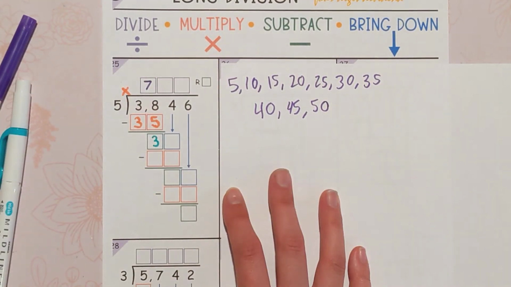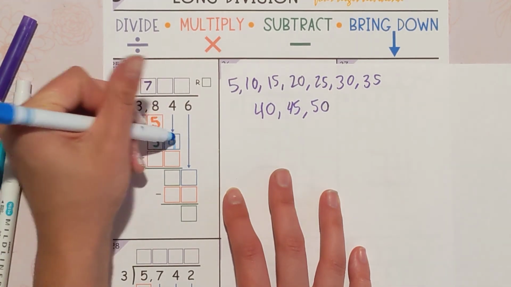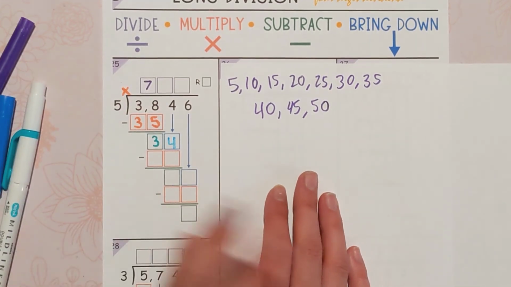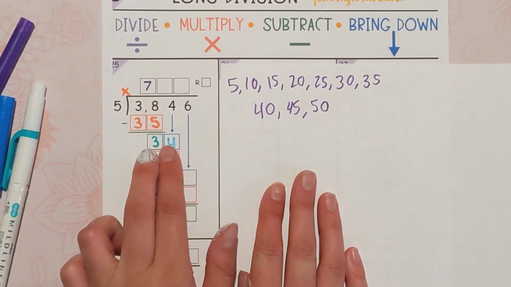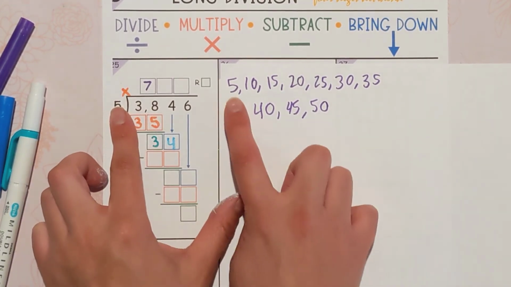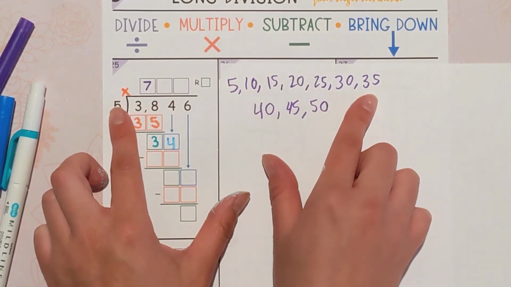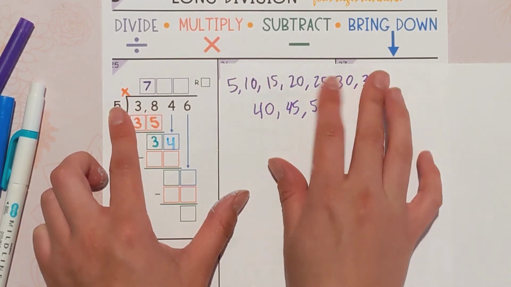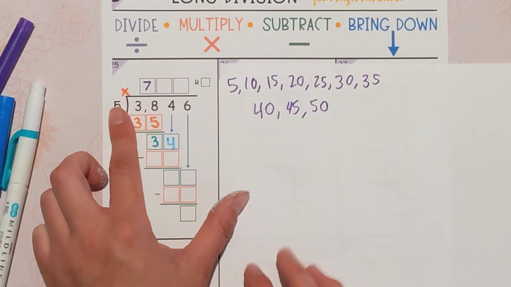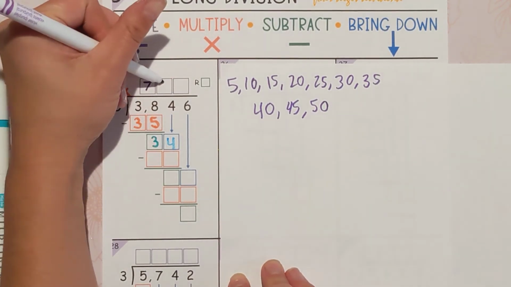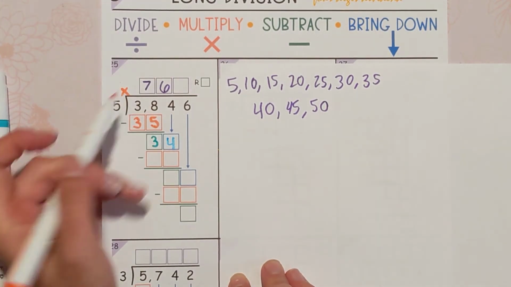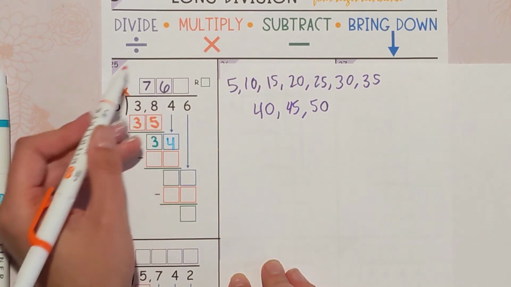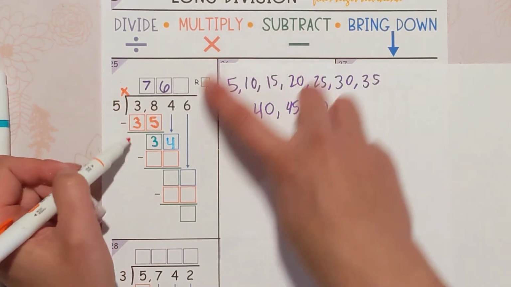Now we're going to bring down the 4. All right, I want you to think about what we're doing next. We're doing 34 divided by 5, or how many 5s can fit into 34 without going over? In this case, it's 6. So put the 6 up here, and then what do we do next? We're going to do 6 times 5, which is 30.